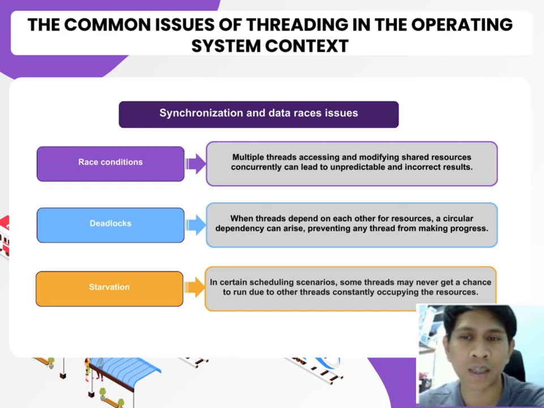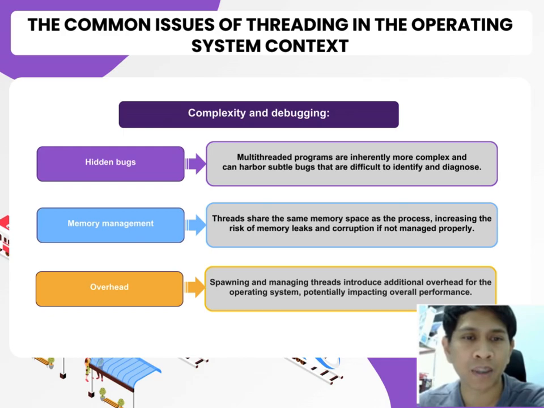Alright, for the next slide. Complexity and debugging. Hidden bugs. Multi-threaded programs are inherently more complex and can harbor subtle bugs that are difficult to identify and diagnose. Second, memory management. Threads share the same memory space as the process, increasing the risk of memory leaks and corruption if not managed properly. Overhead. Spawning and managing threads introduce additional overhead for the operating system, potentially impacting overall performance.